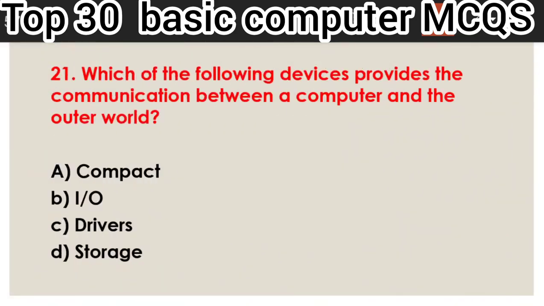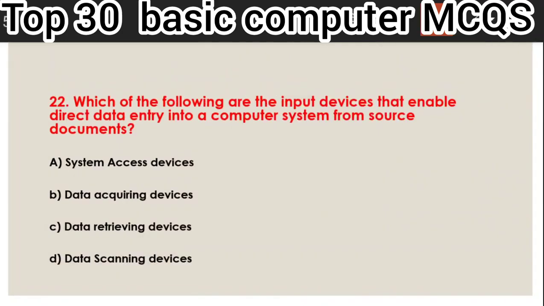Which of the following device provides the communication between a computer and the outer world? A. Compact. B. I/O. C. Drivers. D. Storage. Correct option is I/O, meaning input output. Which of the following are the input devices that enable direct data entry into a computer system from source documents? A. System access devices. B. Data acquiring devices. C. Data retrieving devices. D. Data scanning devices. Correct option is D. Data scanning devices.